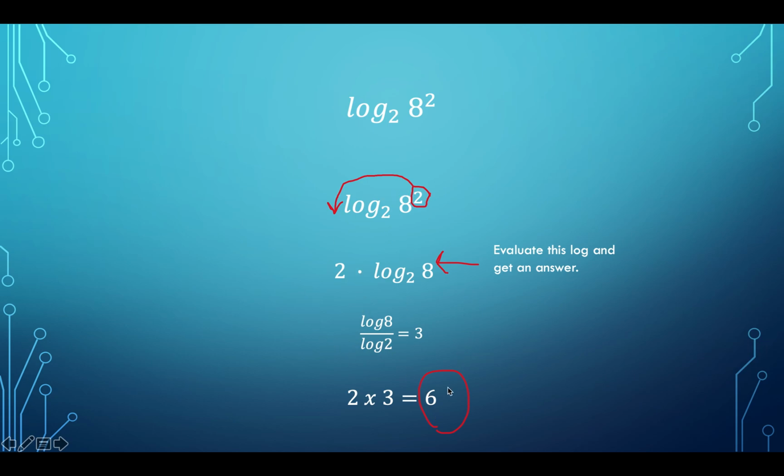Just as a recap, we take this exponent and drop it down into the front. So now it becomes 2 times this whole log. Now we have to evaluate this log and figure out what it's equal to. Remember, it's always that bigger number on top divided by this smaller base number down here. We do that and we get 3. Multiply now 2 times the answer. 2 times 3 gives us 6, so our final answer is 6.